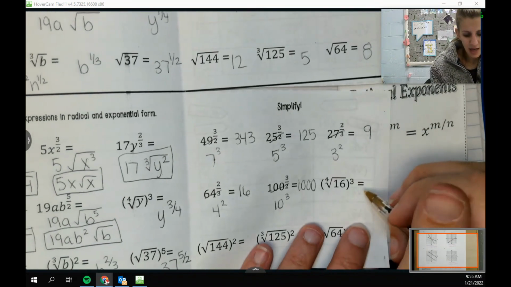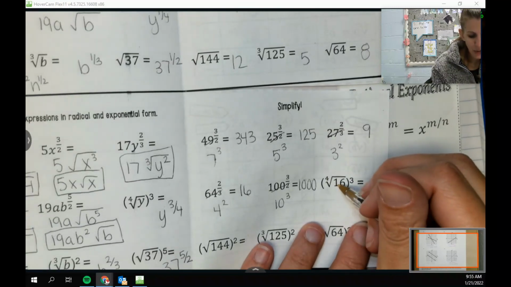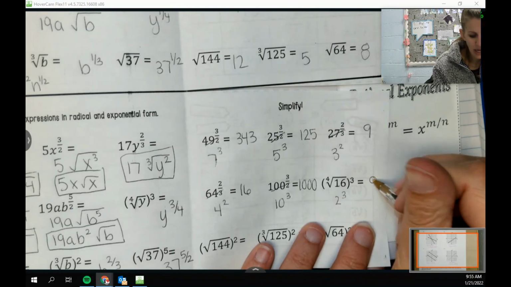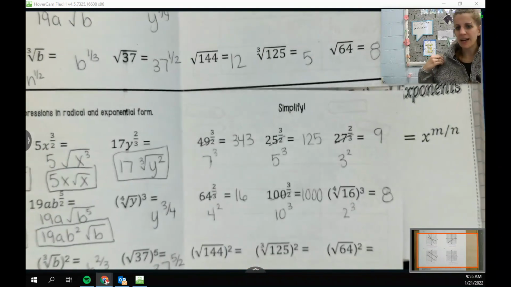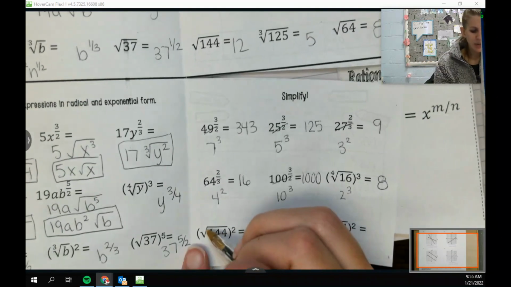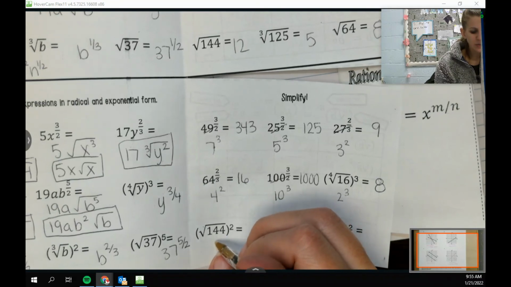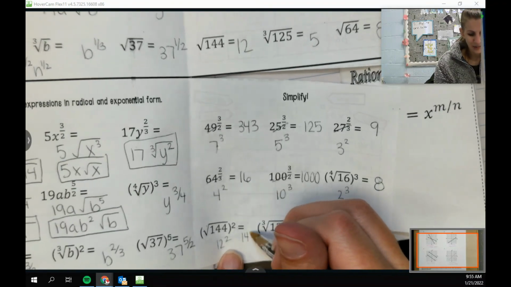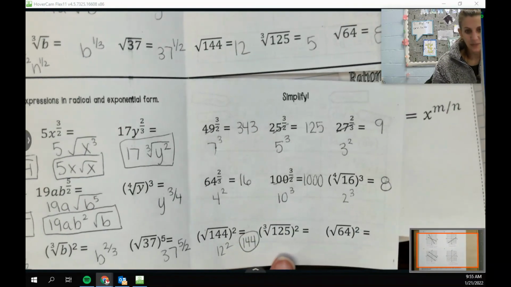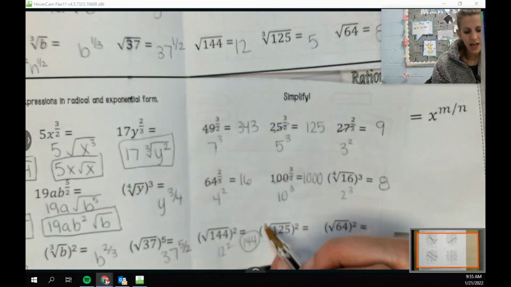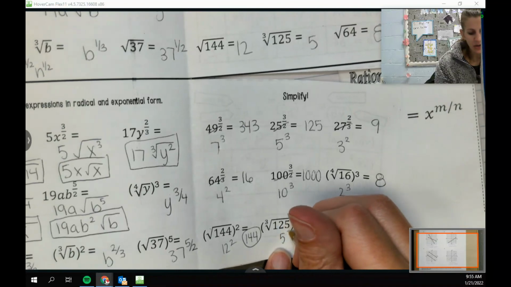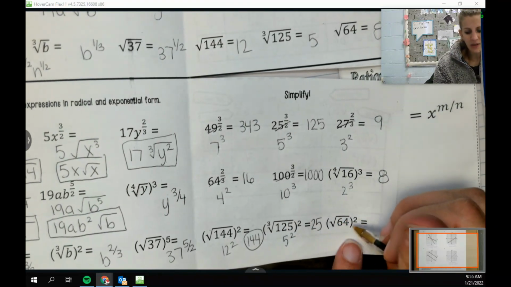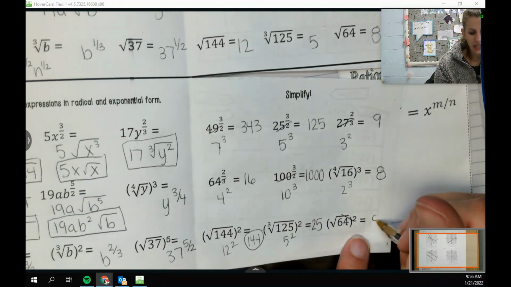I think it does. So here we're going to take the 4th root of 16, which is 2, to the 3rd, which is 8. I don't necessarily have to rewrite it, I can just do it. Same thing here. The square root of 144 is 12, squared is 144. That seems silly. Cube root of 125 is 5, squared is 25. And square root of 64, those square root and square are just going to cancel out for 8.